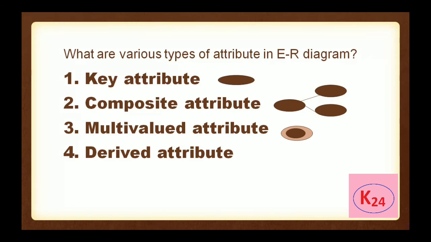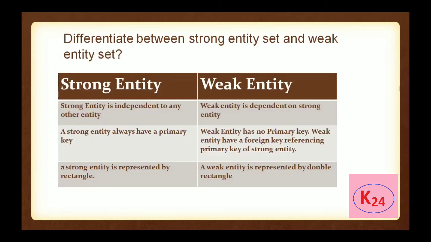Now the next question is, what is the difference between a strong entity set and weak entity set? So the answer is, strong entity is independent of any other entity, while weak entity is always dependent on the strong entity. Then the second difference is, strong entity always has a primary key, but weak entity has no primary key. Then the third difference is, a strong entity is represented by the rectangle box, while weak entity is represented by the double rectangle box. So these are the differences.